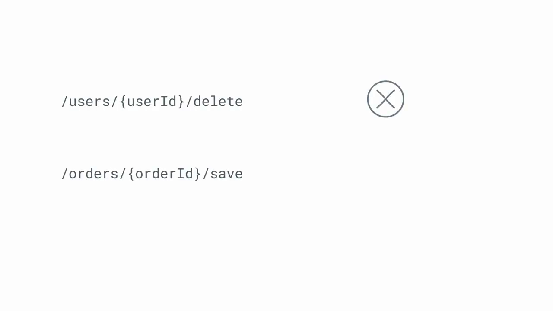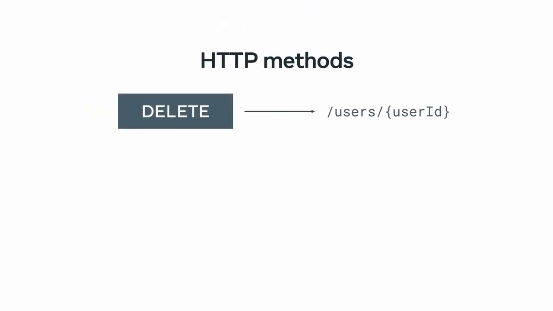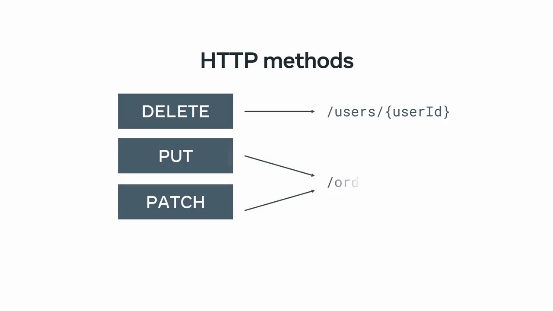That's because the resources in a REST API endpoint should always be represented with a noun and never with a verb. API endpoints such as users, user ID, delete, or orders, order ID, save are also wrong because they use HTTP requests as verbs to indicate the action the API performs. Remember, you should send an HTTP delete request to users, user ID to delete a user, and you should send an HTTP put or patch request to orders, order ID to update the order.